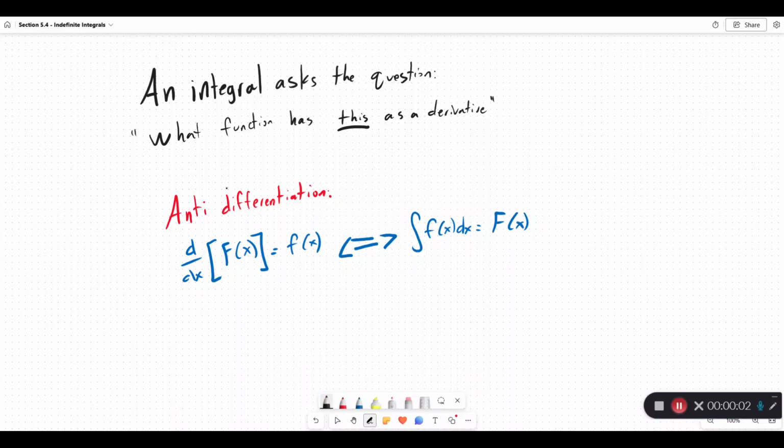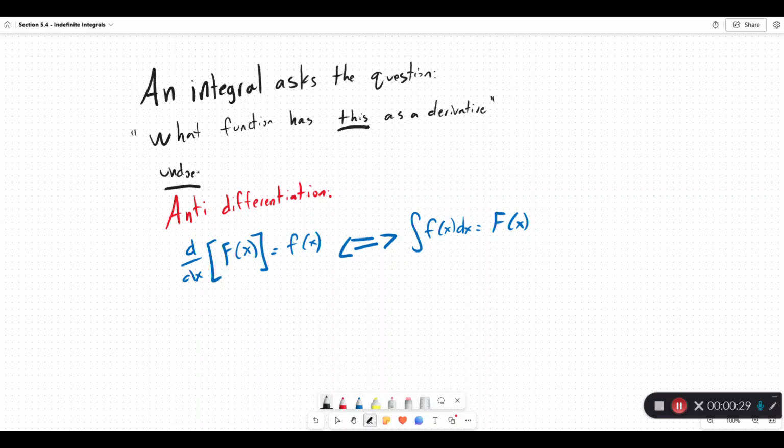Hello, hello. I want to talk to you a little bit before we go any further about the concept of there's really two different types of integrals that we can take a look at. So, just to review, an integral asks the question, what function has this as a derivative? This comes from the fundamental theorem of calculus that derivatives and integrals undo each other. And there's a concept of integration that is sometimes referred to as anti-differentiation.